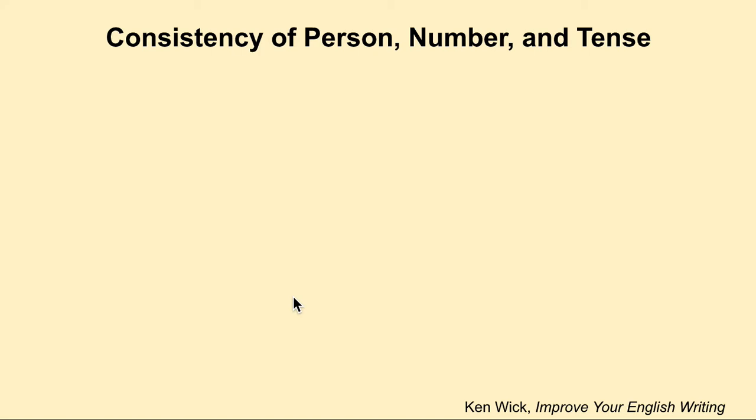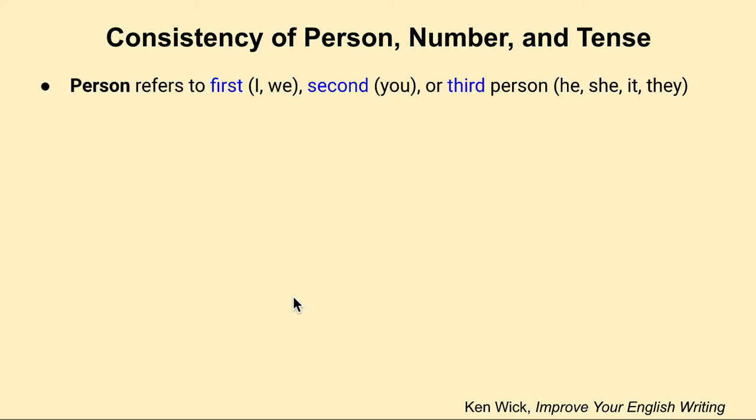So now let's move on to consistency of person, number, and tense. When I say person, I refer to first, second, and third person. First person is I or we, second person is you, and third person is he, she, it, and they. You need to use a consistent person in the sentence. You can't change from first to second or from second to third in a sentence. You need to have it consistent.